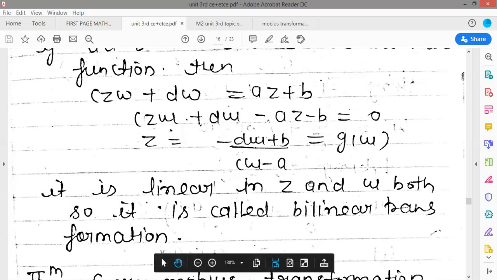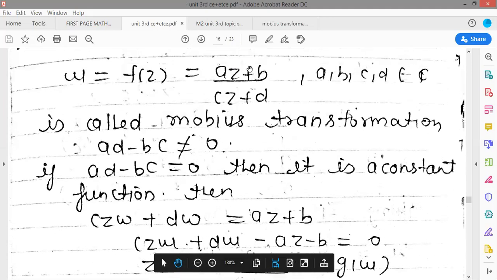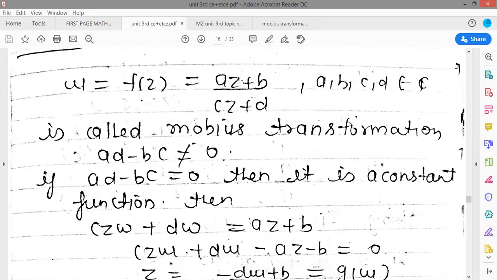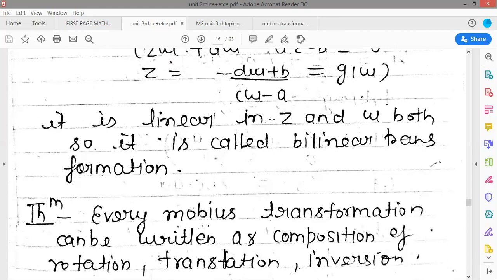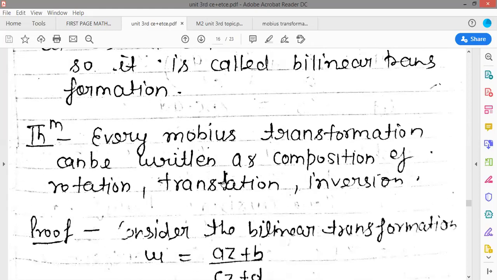It is linear in z and w both. Linear means all the powers are 1: z power is 1, w power is 1. That means this is a bilinear transformation, because it is linear in z and w both. Now there is a theorem here: every Mobius transformation can be written as a composition of translation and inversion. This topic is not in your syllabus.